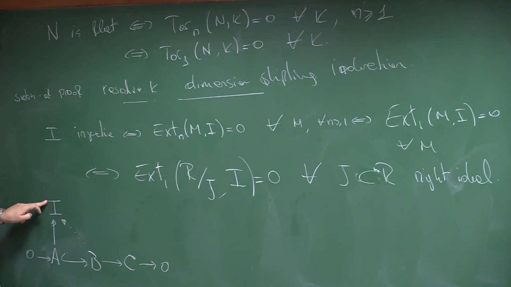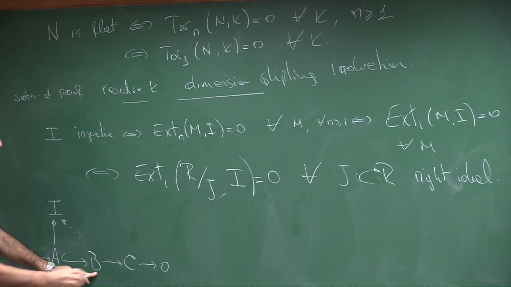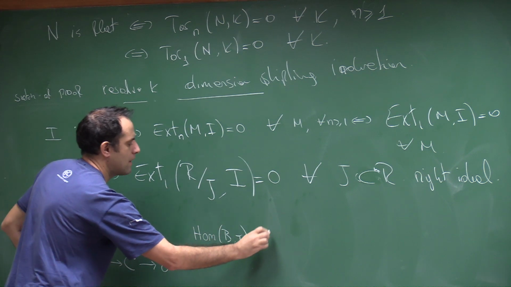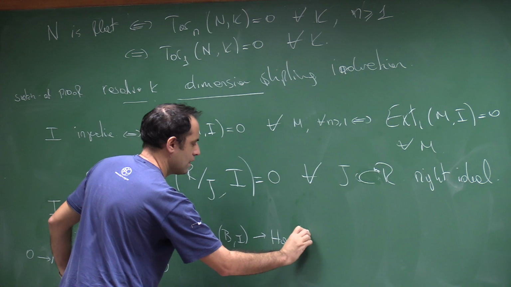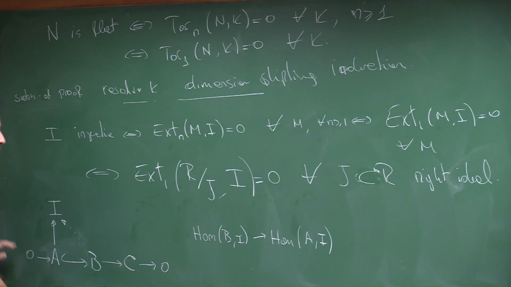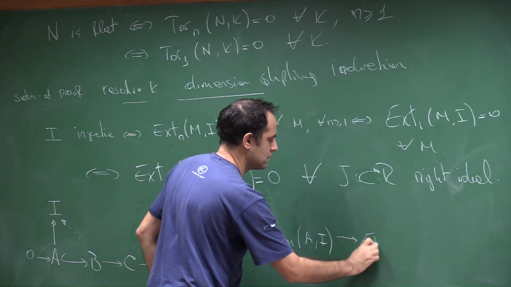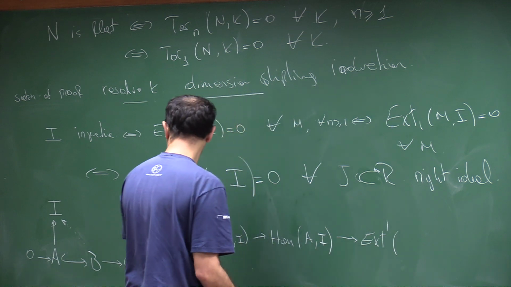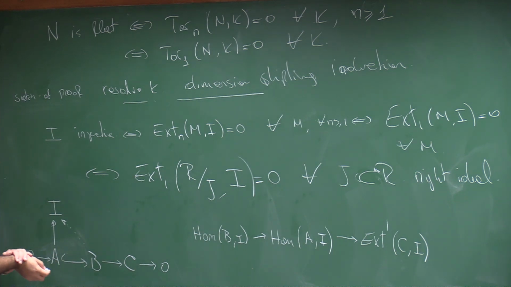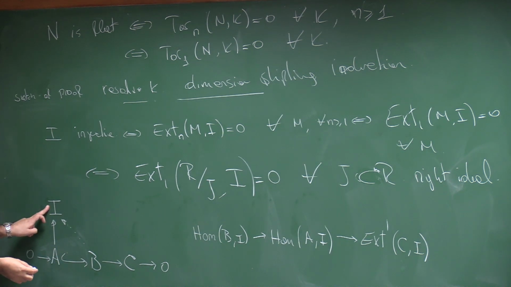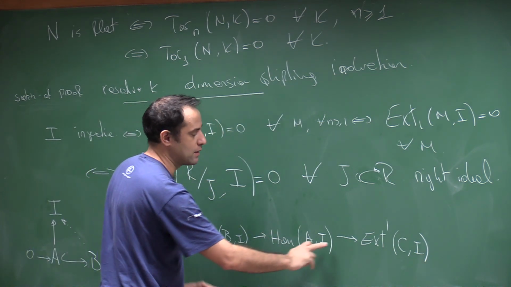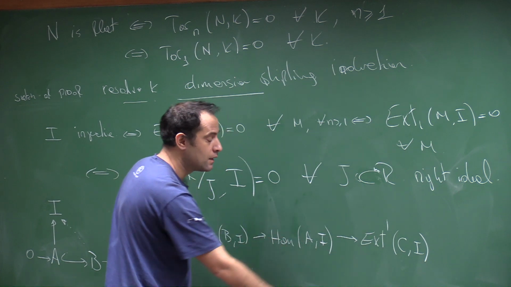I is injective meant that Hom(B, I) maps into Hom(A, I) by just composition with this was surjective. But then the cokernel of this map is Ext^1(C, I). And then I is injective if and only if this map here is surjective, but this sequence is exact, and this is surjective if and only if this guy here is 0.